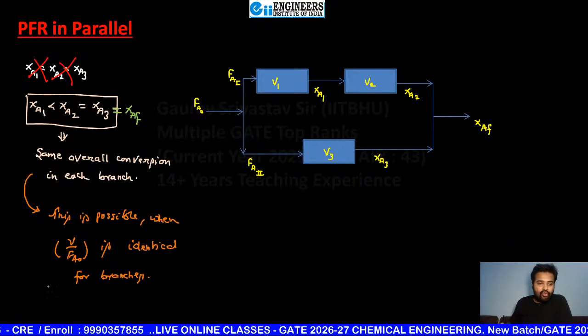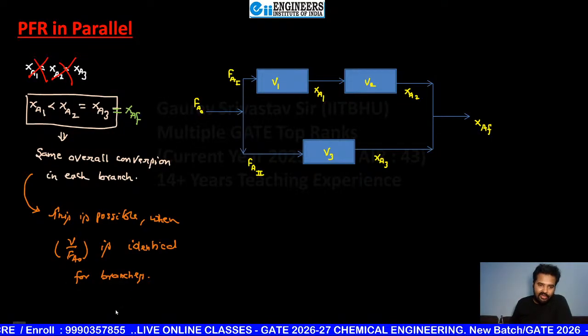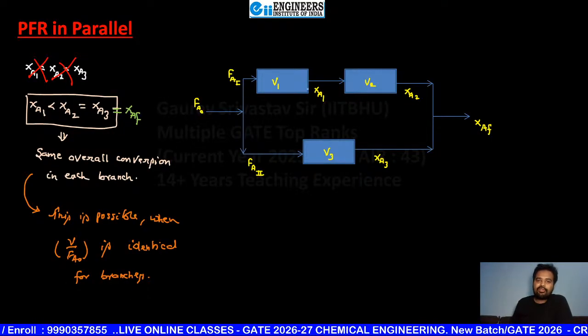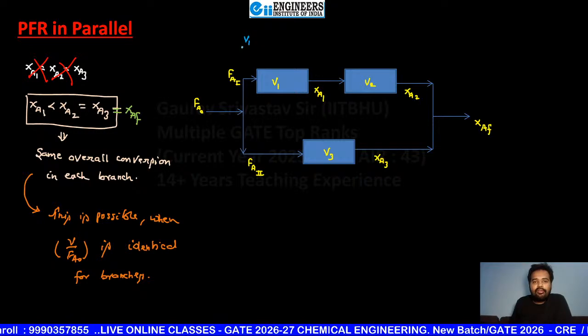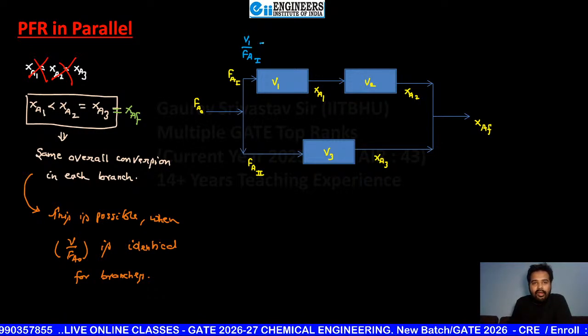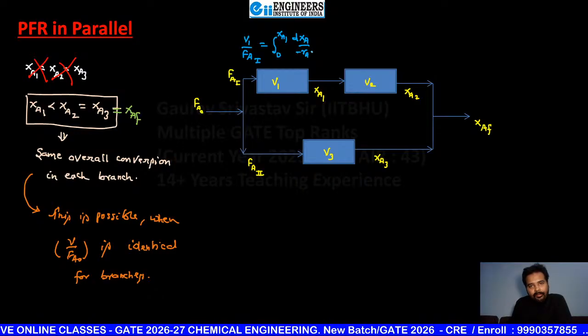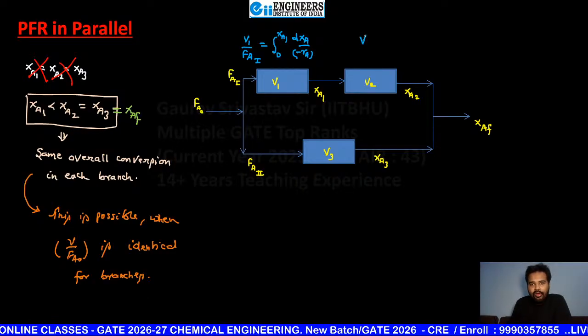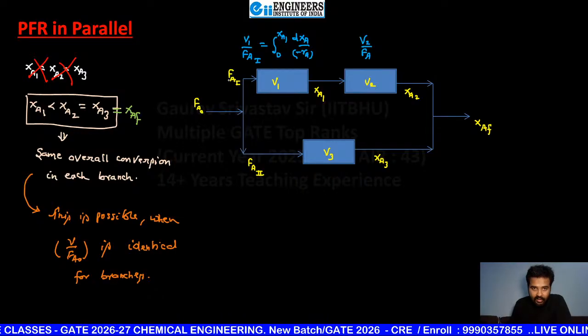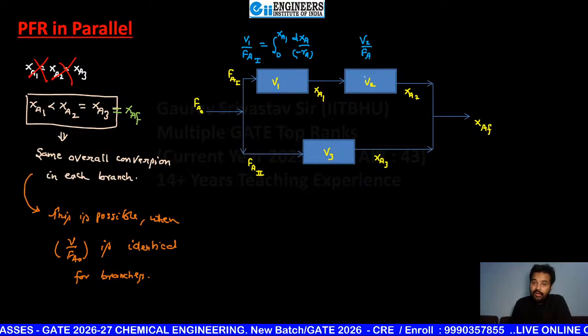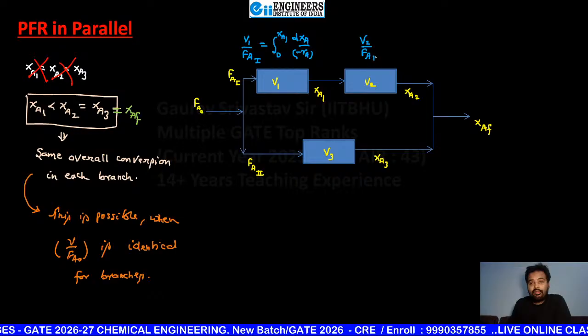Like here if you are going to write design equations, see how to write these design equations. कैसे लिखोगे design equation? Like for the first one, it's V1 by FA1 and that equals 0 to xa1 dxa by minus ra. For this one you can write V2 by FA1. Here what enters?